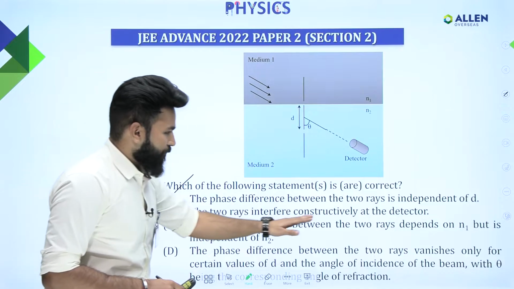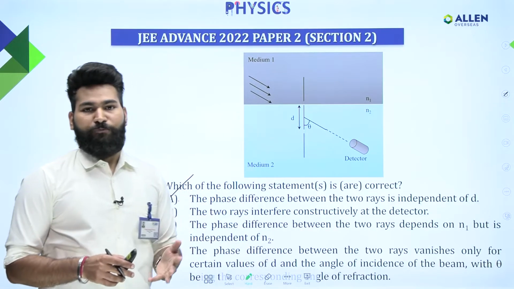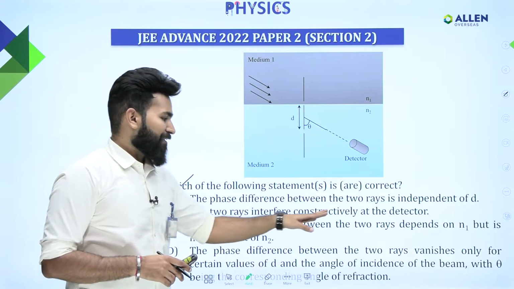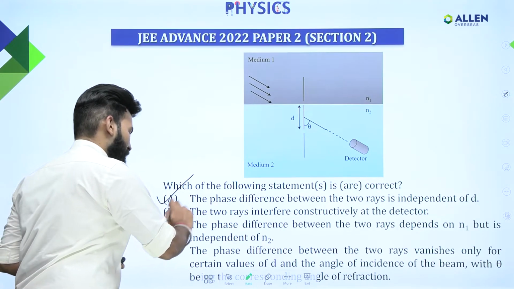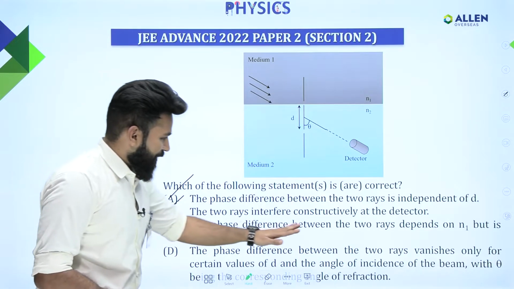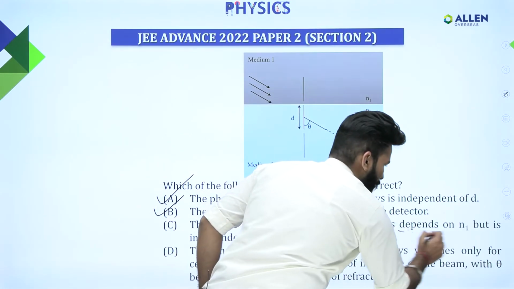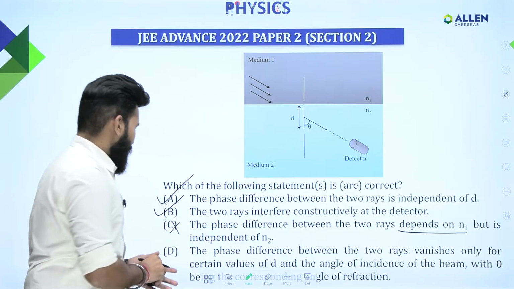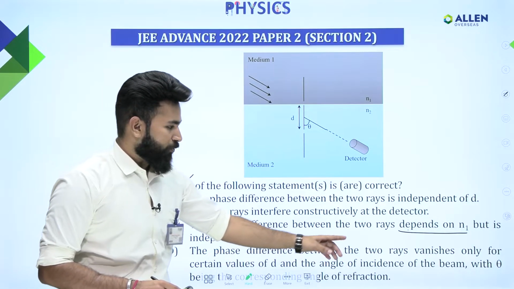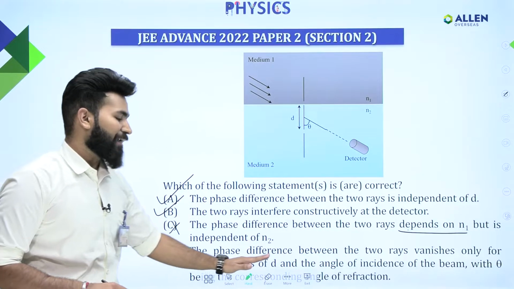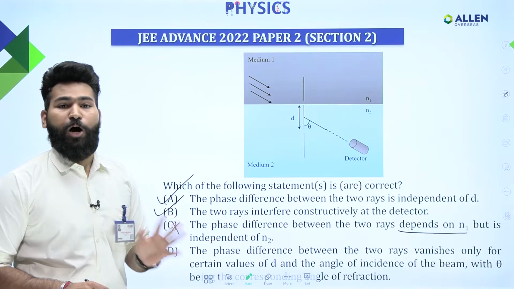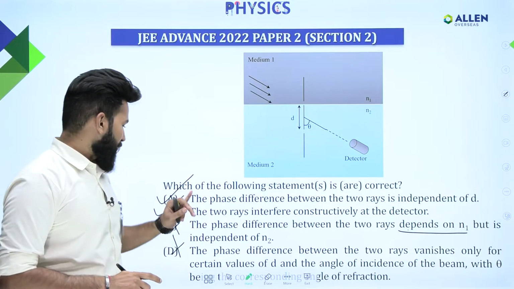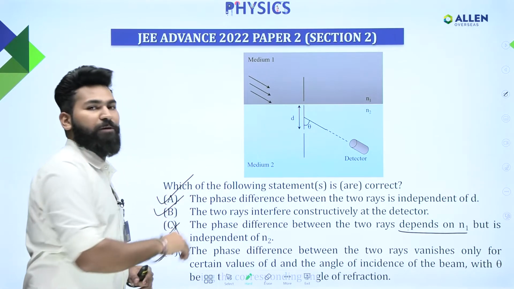Now, the two rays interfere constructively at the detector. Obviously, if the phase difference between them is 0, then they will interfere constructively. So option number B is again a correct one. The phase difference between the two depends on n1? Not at all, it's 0. It doesn't depend on n1, so it's wrong. Similarly, option number D: the phase difference between the two rays vanishes only for certain values of D? No, it vanishes always. So option number D is also incorrect. So the correct answer for this question will be option A and option B.